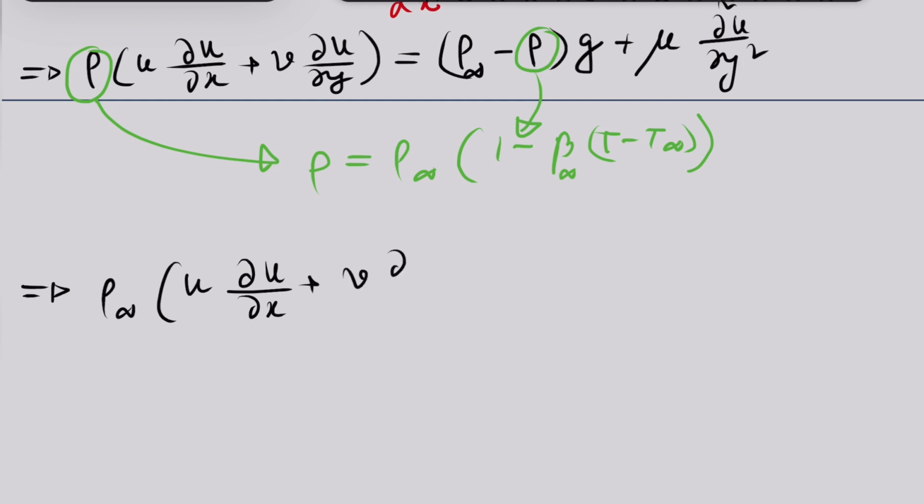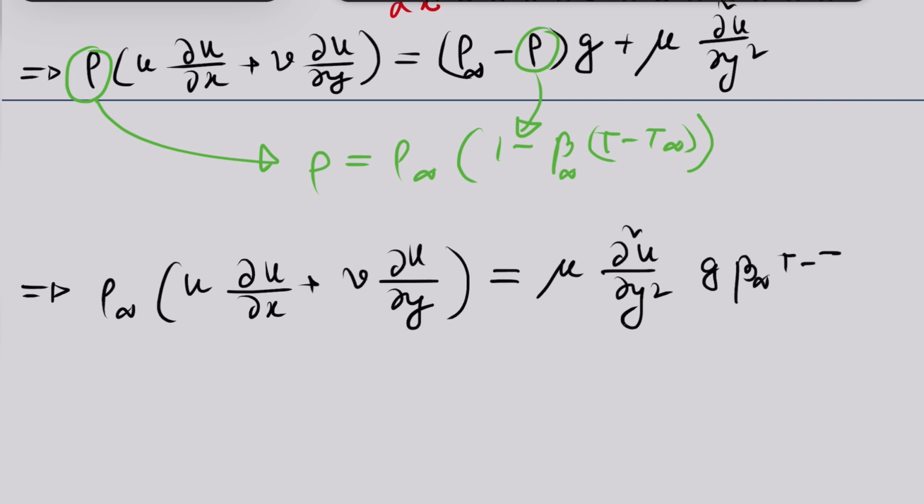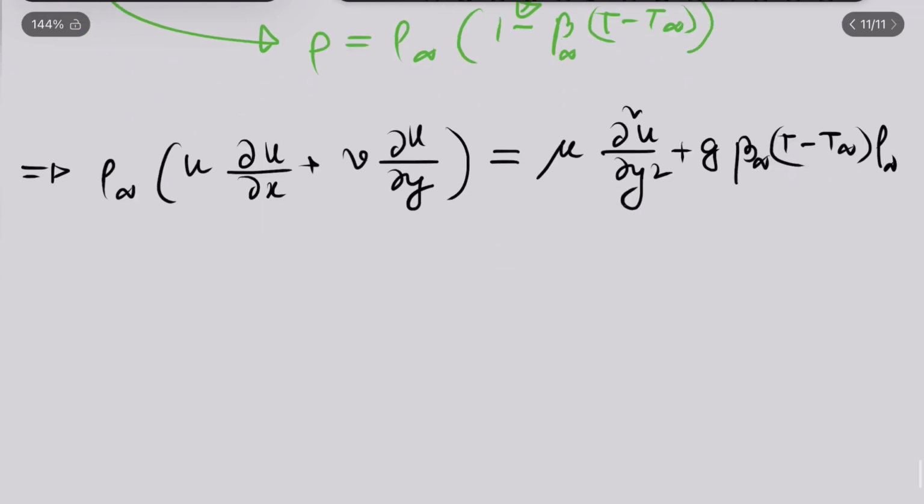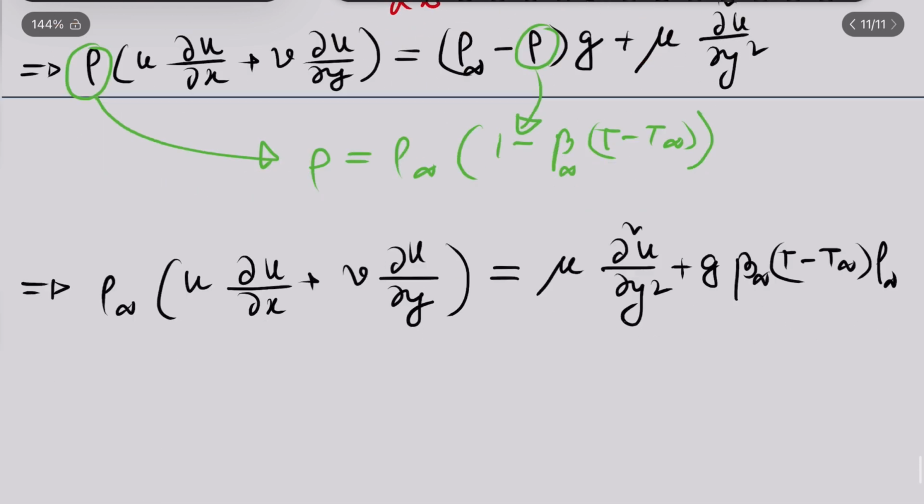So if I allow this assumption, the Boussinesq approximation, then this equation will be rho infinity into del u del x plus this one. And now this will be what? This will be minus, and ultimately I am just writing this term first, and we will be getting plus g beta infinity (T minus T infinity) into rho infinity, right? So this is the final x momentum equation after applying the Boussinesq approximation.